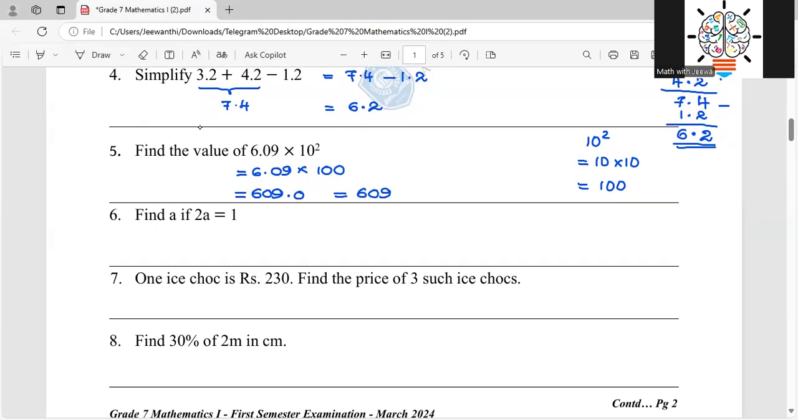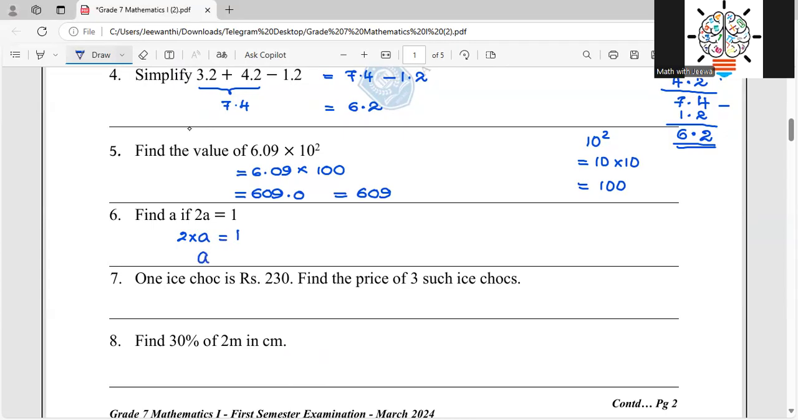So then the next one, 2a. So then 2 times a is equal to 1. a is equal to 1 divided by 2. Okay. 1 ice chalk is 230. Find the price of 3 such ice chalks.